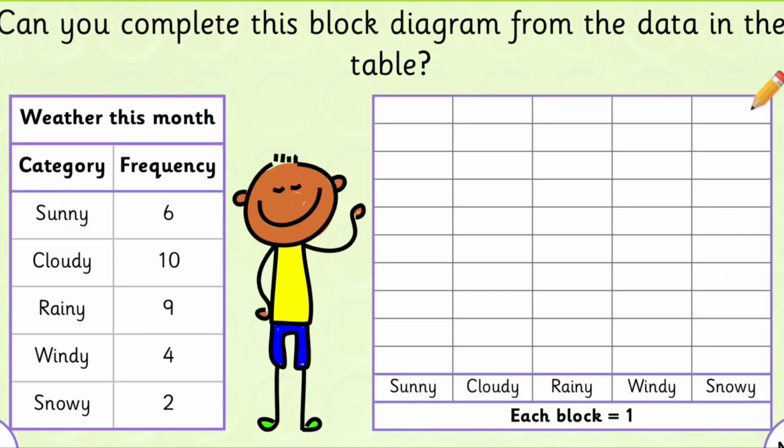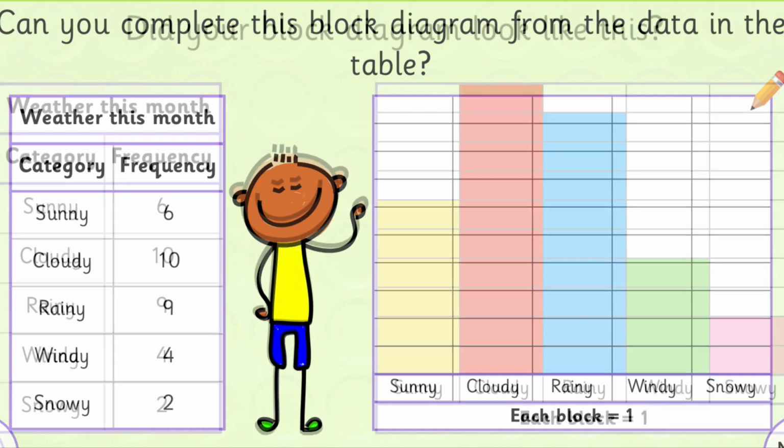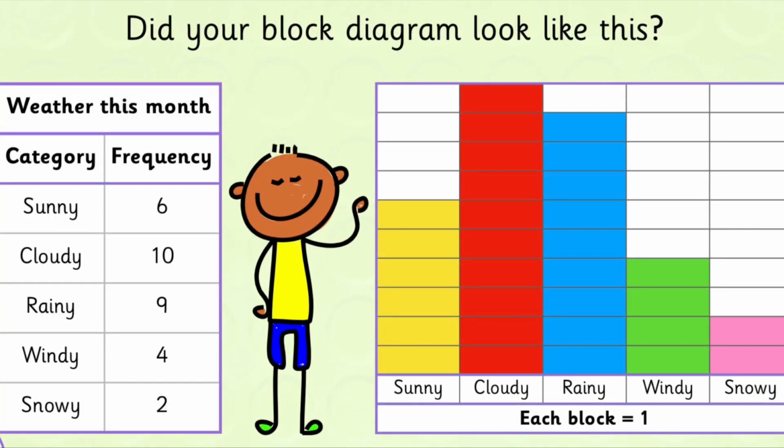This little boy recorded the weather every day in the month of January. If I added up the frequency column, it should make 31, as there are 31 days in January. I can see on the right that he has his graph ready to insert his data. I can also see down the bottom of his graph that he has put the key. Each block that he will colour is worth 1 day of weather. And here is his completed block diagram. It's really clear to read.